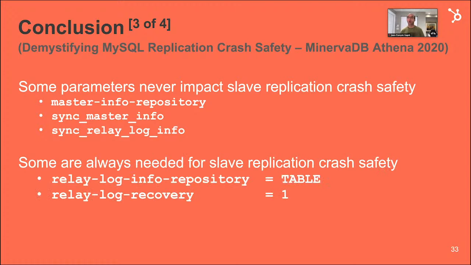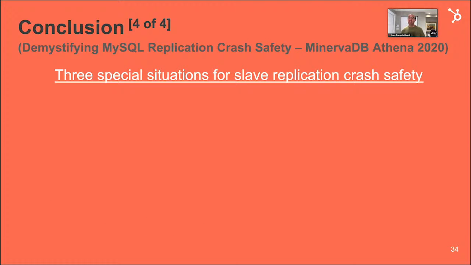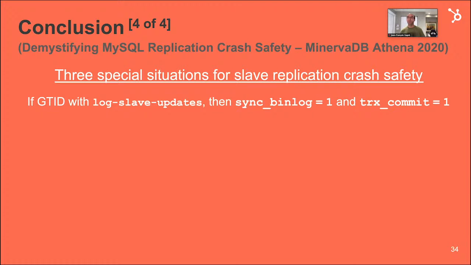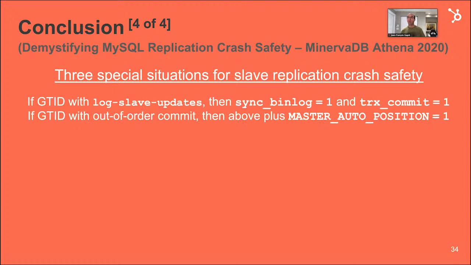Some parameters are always needed for replication crash safety. Make sure you use them. And there are some special situations. And I think there are only 3 special situations. If you're using GTID with log slave updates, then you need sync_binlog=1 and trx_commit=1. If you're using GTID with out of order commit with parallel replication, then in addition to sync_binlog=1 and trx_commit=1, you need master_auto_position=1.